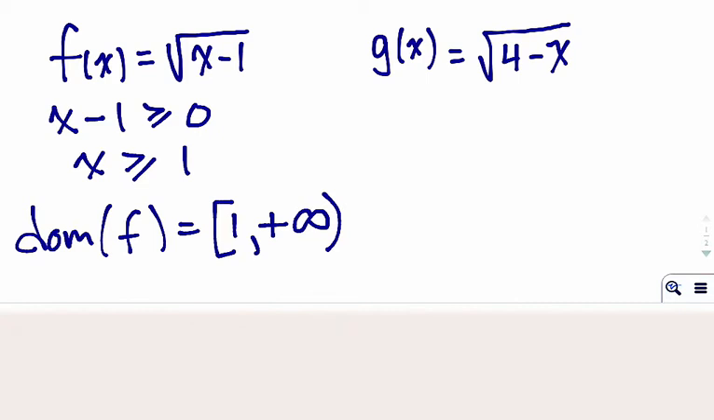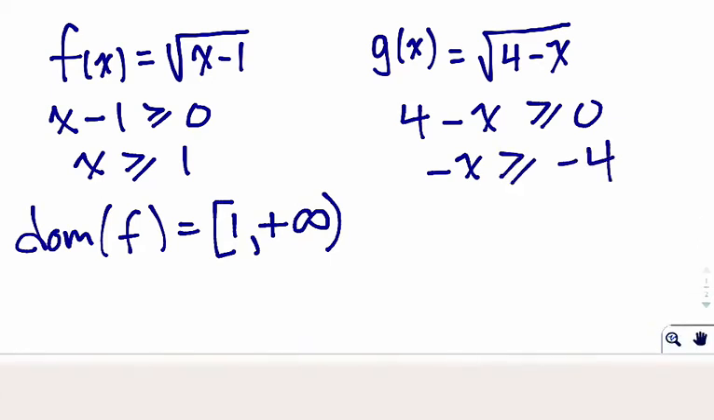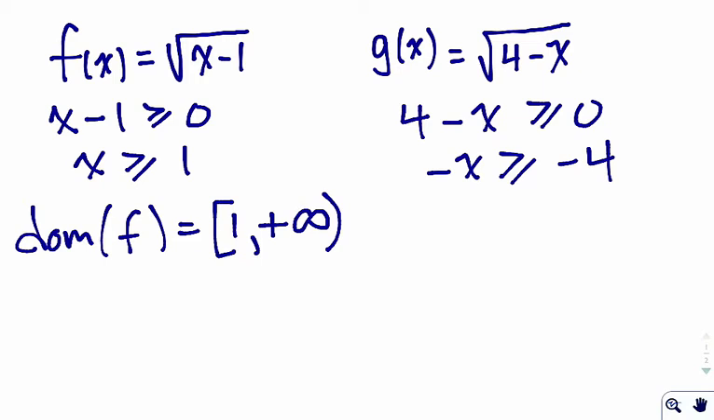Now let's look at the function g. Again, a square root function is defined as long as what's inside the square root is greater than or equal to 0. We now solve this for x. We can subtract 4 from both sides. And now we need to multiply or divide by -1.